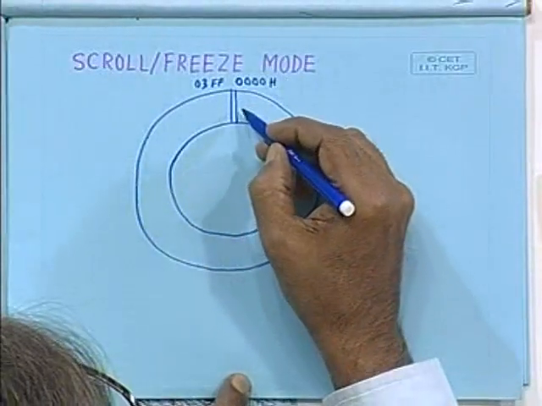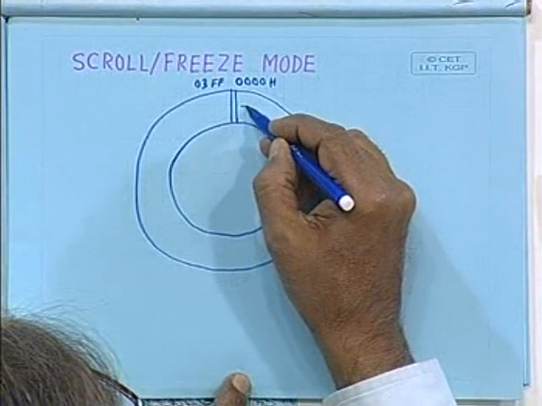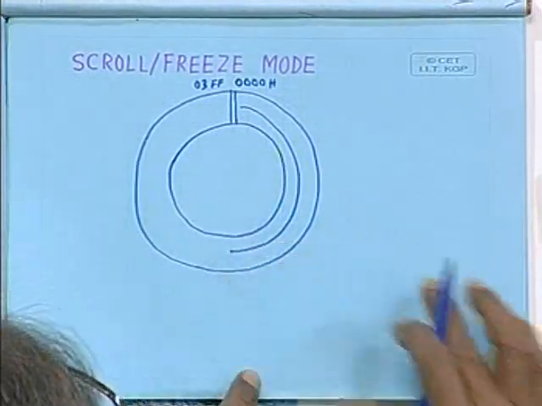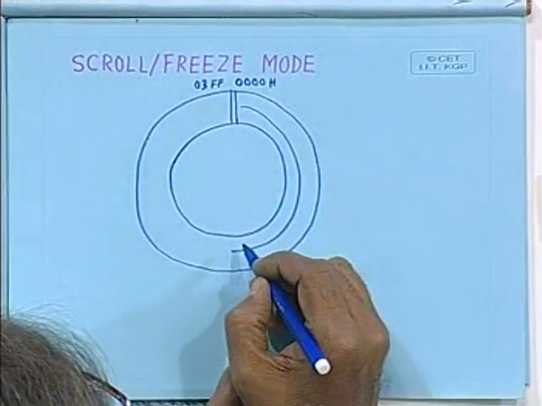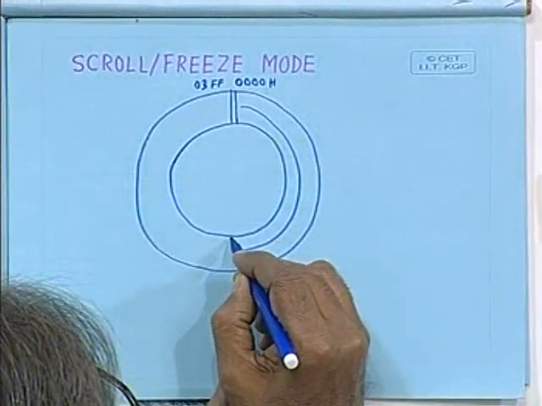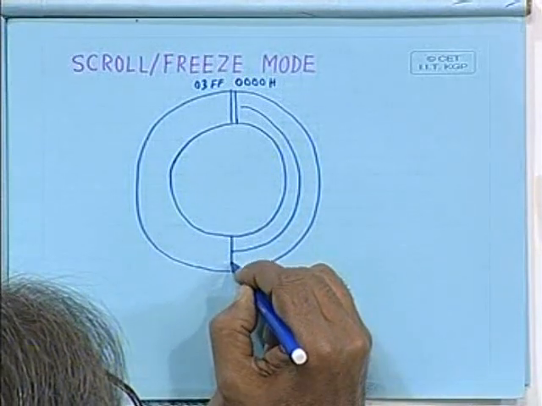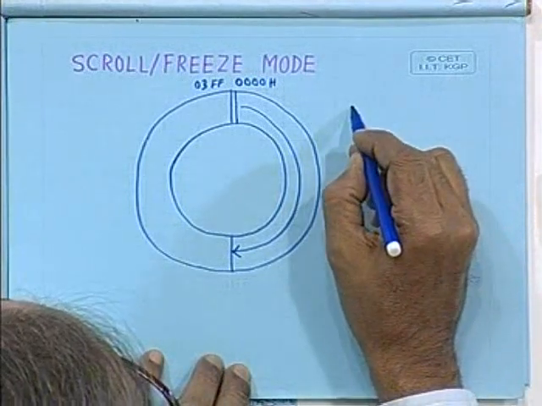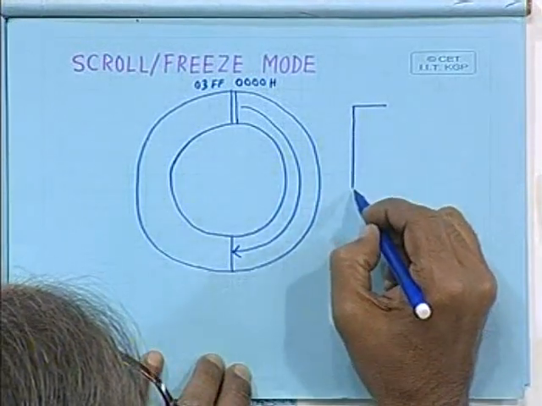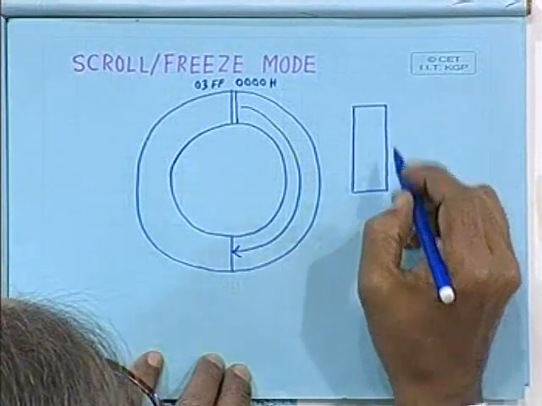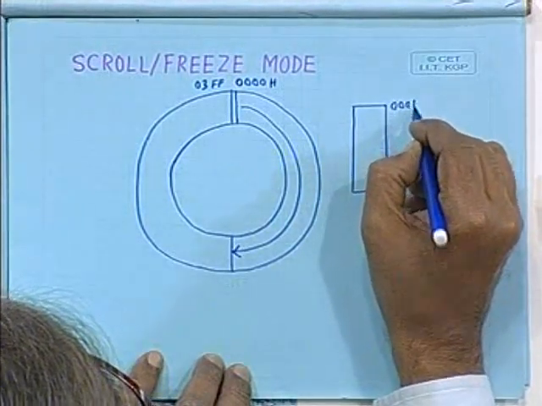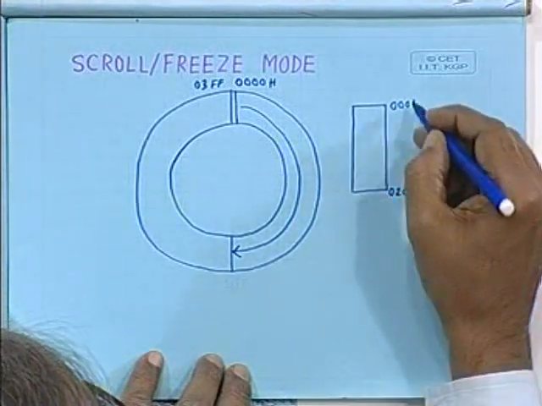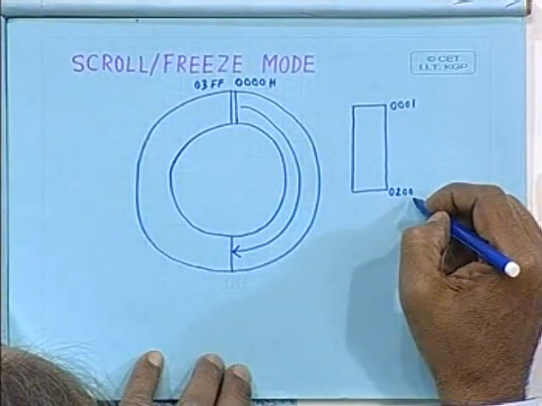After that, it will display 512 bytes of data. That means from 0001, it will display up to 01FF, that is 512 bytes of data. That means if your starting point is 0000, then it starts from 0001, then it goes to 0200, that is 512 bytes.